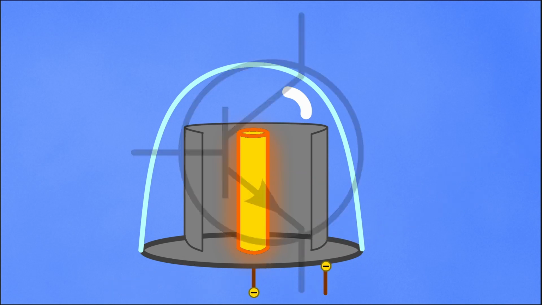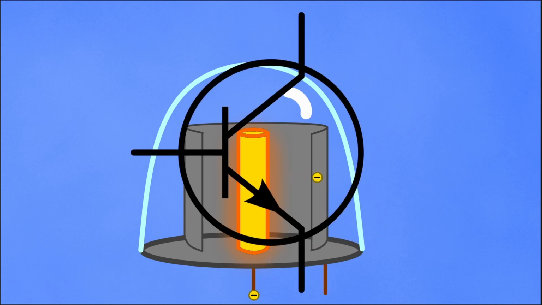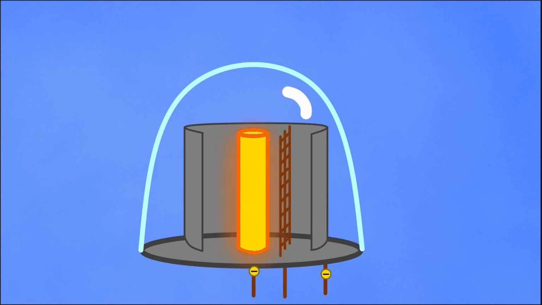To make that diode into a triode, a concept of a transistor, a grid is placed in between the cathode and the anode. By connecting the grid to a power source, we can control its polarity, meaning it can either be negatively charged or positively charged.